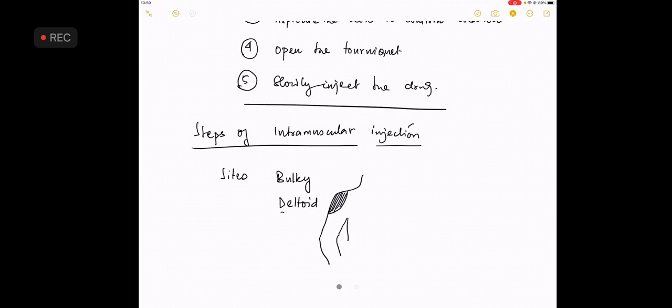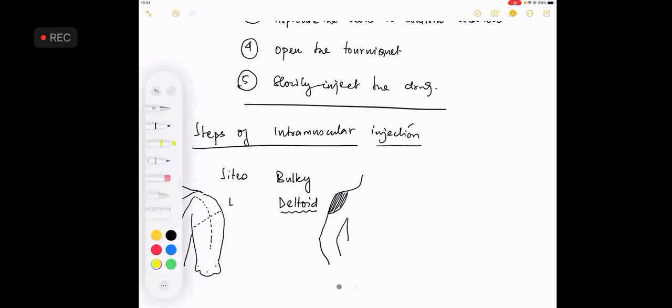In the deltoid, always remember, if this is the arm, and this is the olecranon, always divide this area into 4 quadrants. If this is the scapula, and you have made the 4 quadrants, this is the lateral side, this is the medial side. Always remember that the logic is very simple. Give all injections in the upper outer quadrant.